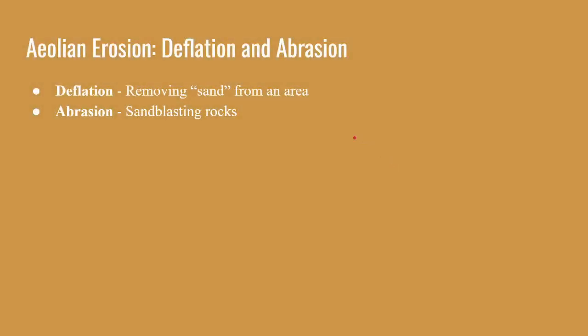There are two main Aeolian erosional processes to discuss. The first is called deflation, and that simply means the wind removing or blowing away the sand from an area. And then the second is abrasion, where now that the wind has that sand entrained, it sort of sandblasts, for lack of a better word, another surface to carve out larger rocks with the smaller particles of sand.